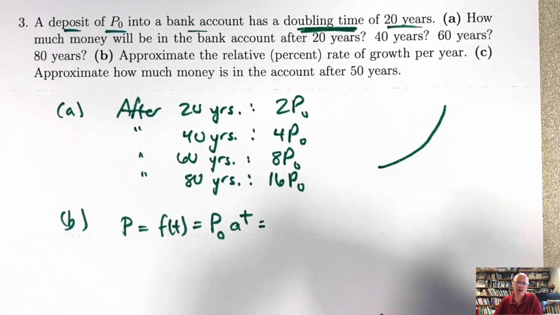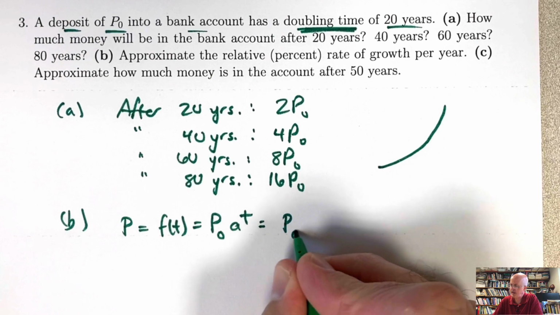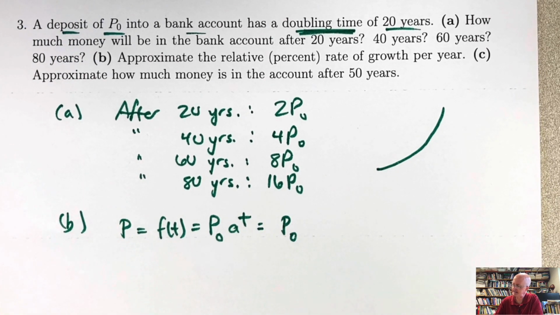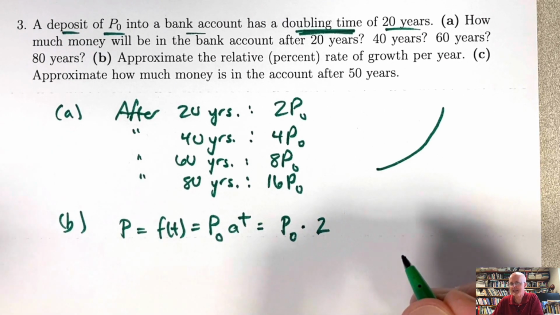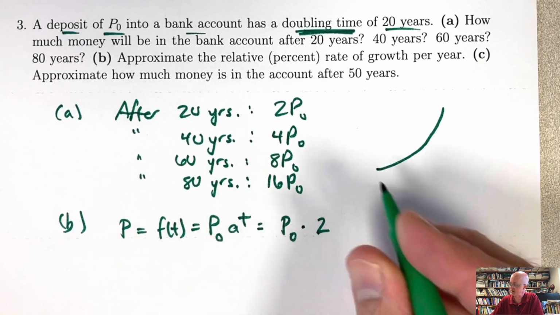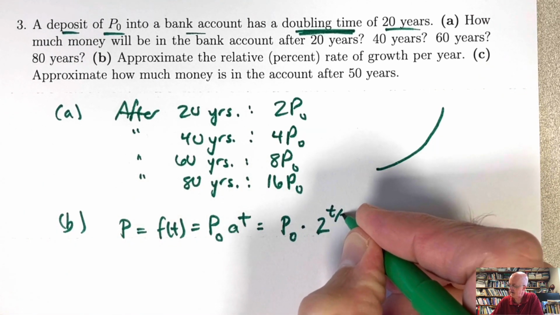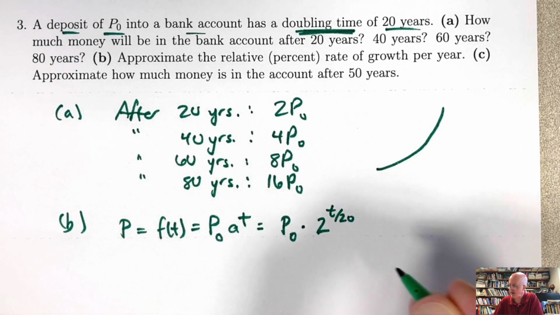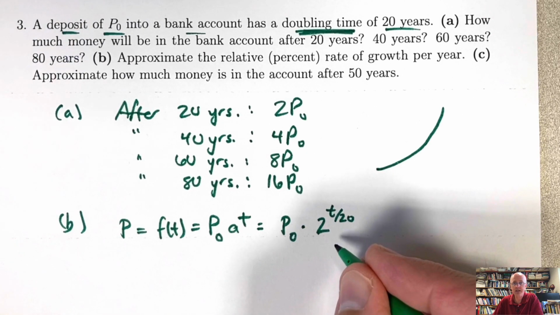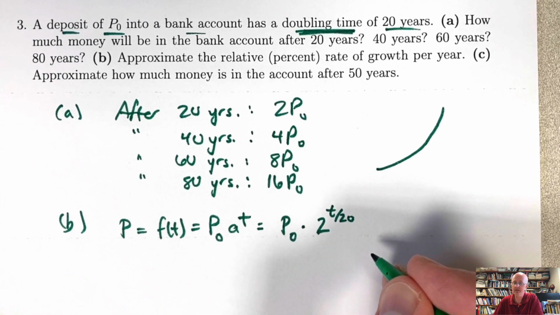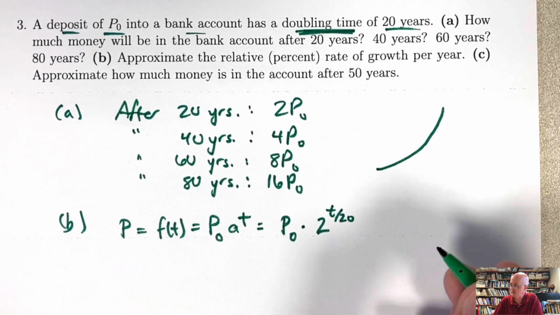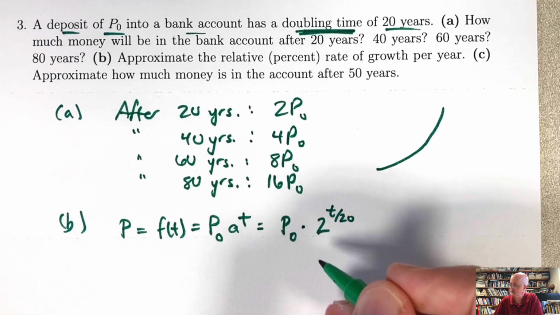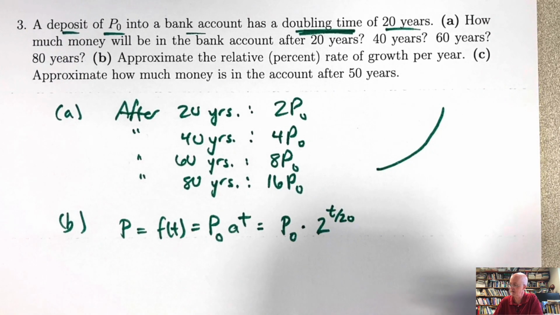There is an alternative way to write this when you happen to know what the doubling time is. And that's to use a base of 2 and an exponent that's not just a t, but is t divided by the doubling time. T divided by 20. Okay, why does that work? Try values of t in it. If you replace t with 20, you get 2 to the 20 over 20, which is 2 to the first, which is 2. After 20 years, the balance is 2 times P0.